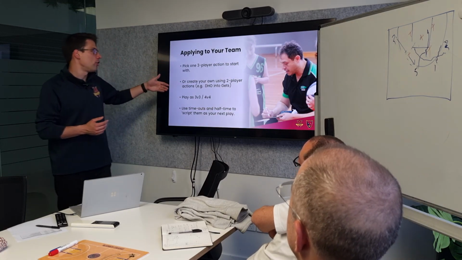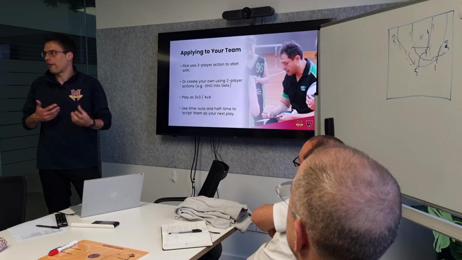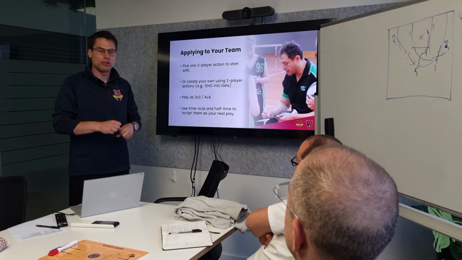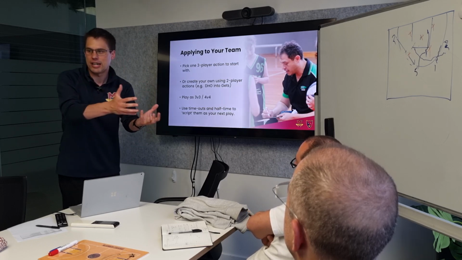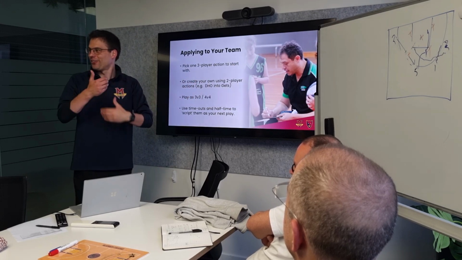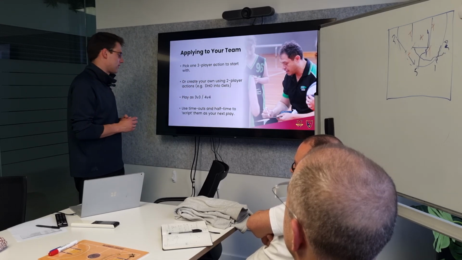Equally, you might create your own using different two-player actions. So again, your girls have learnt, say, a dribble handoff. We've done that. They've learnt to get past the ball and sprint and get the ball back from that person. So maybe those are the two that you're combining, one into the other, to put into practice.